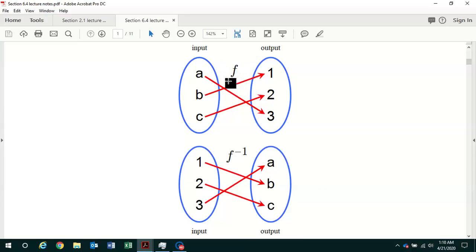The notation for the inverse function of f is this right here. It's f with a -1 in the superscript. The -1 in the superscript is not an exponent. It's just fancy mathematical notation to represent an inverse function.